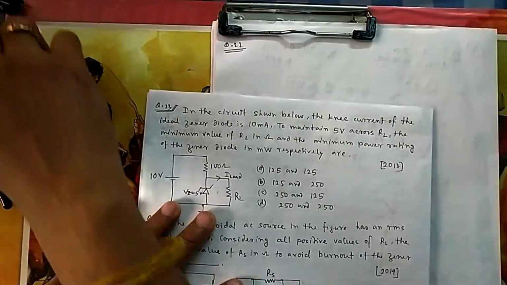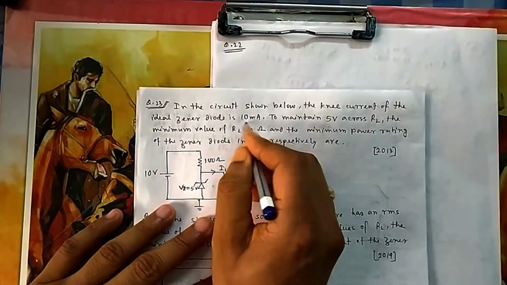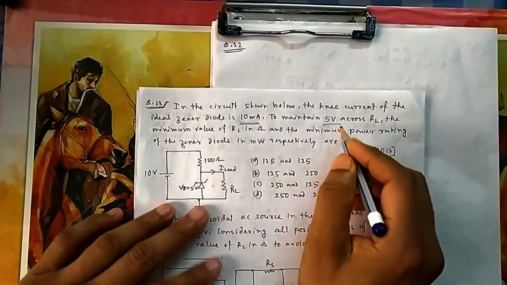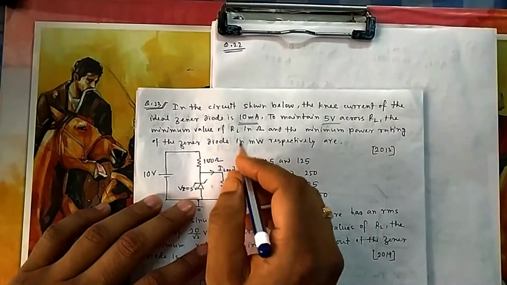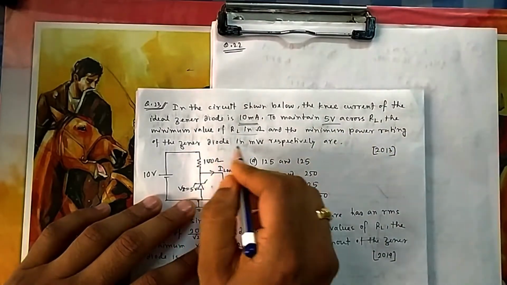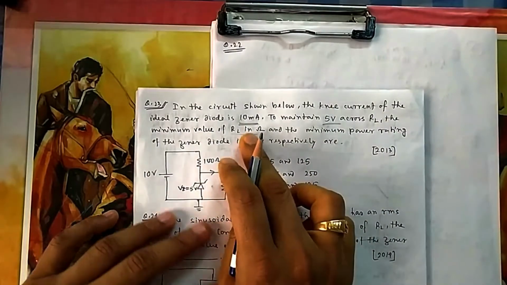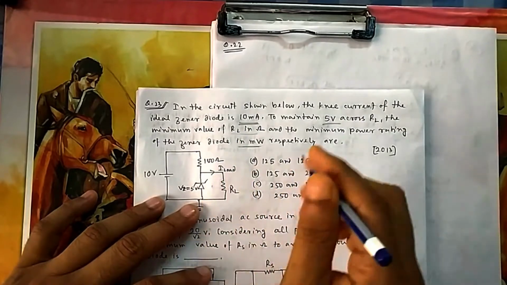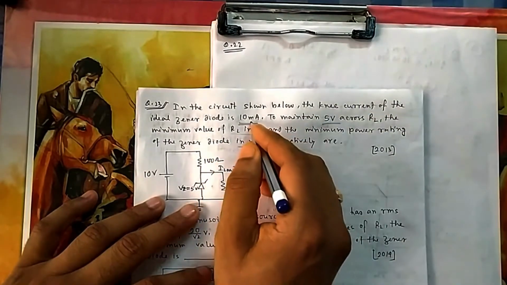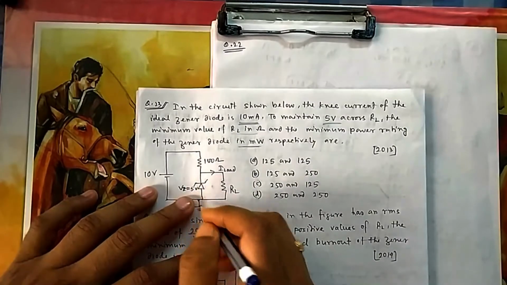Okay, next 23, what they are asking in 23, in the circuit shown below, the knee current of the Zener diode is 10 milliampere. To maintain 5 volt across this, the minimum value of RL in ohm and the minimum power rating of the Zener diode in milliwatt respectively. Okay, so minimum value of RL. So what is the knee current? 10 milliampere. So 10 is the minimum current that has to flow through the Zener.